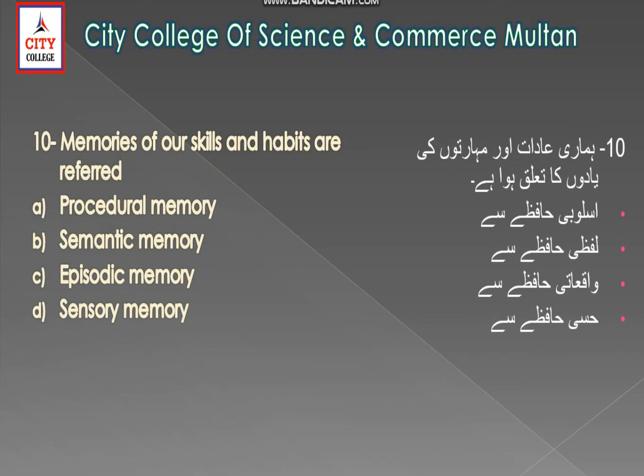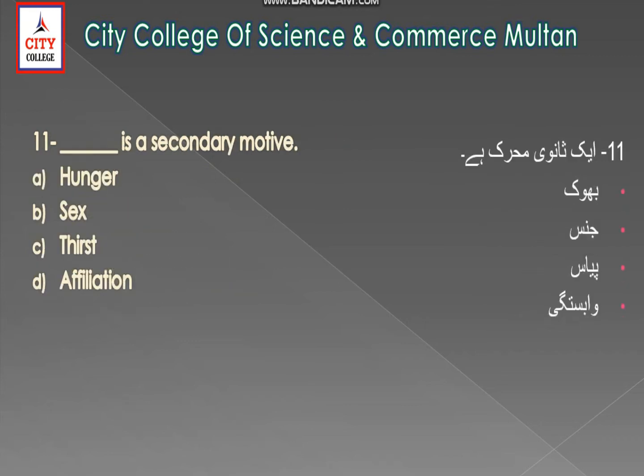MCQ number 10. Memories of our skills and habits are referred to as option A, procedural memory. Option B, semantic memory. Option C, episodic memory. And option D, sensory memory. The correct option is option number C, episodic memory.